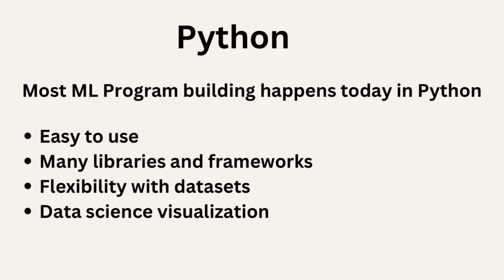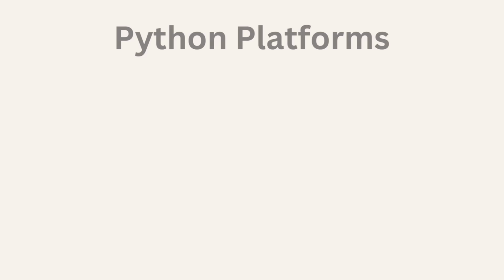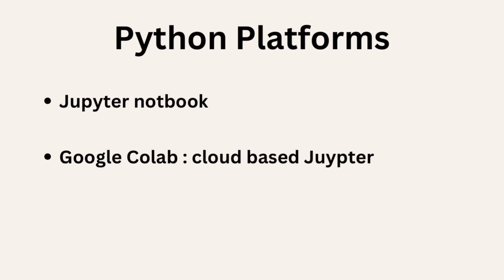Two major platforms for Python are Jupyter Notebook and Google Colab. Jupyter Notebook is a favorite among data scientists and researchers. If you want a cloud-based option, then Google Colab is the best one. It gives you free access to GPUs and TPUs for faster computations.